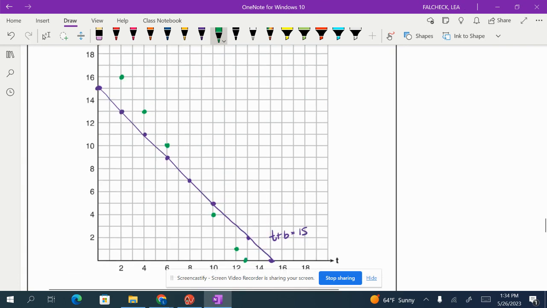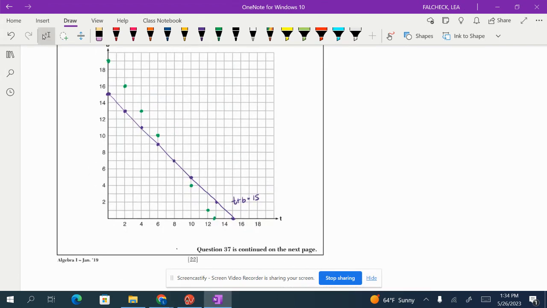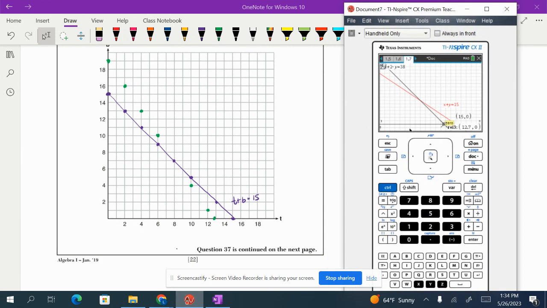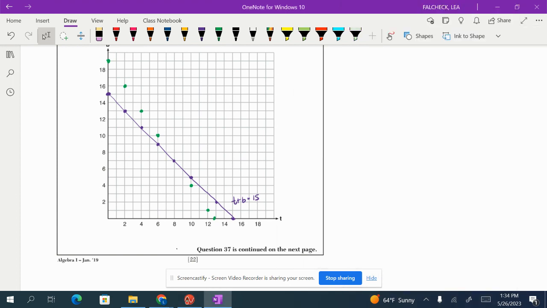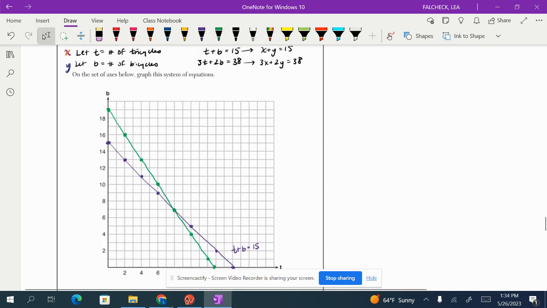Okay, so I want to get the point of intersection right. Let me just double check where that was on the graph. Okay, they intersect at 8, 7. So 8, 7 is the point of intersection. Okay, cool. So the name of this one is 3t plus 2b equals 38.